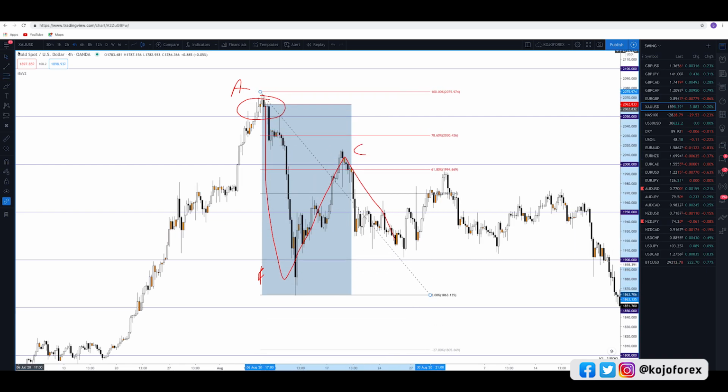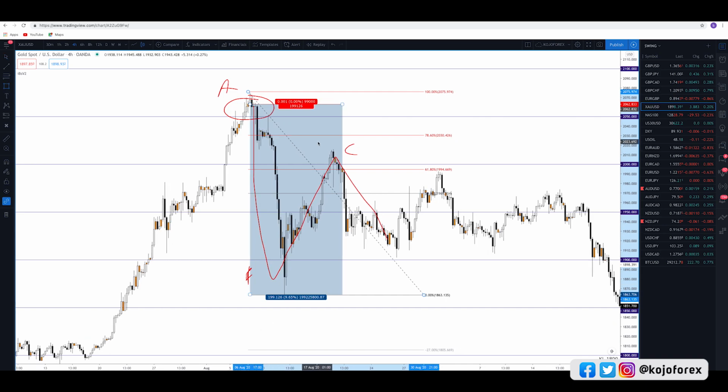gold was literally rejecting within the fib range of 78.6 and then 61.8 in confluence with the psyche level of 2000. You can see that clearly. The initial impulse was around the 2050, pulled back down and then reversed out into that 2000 region before a pullback down.